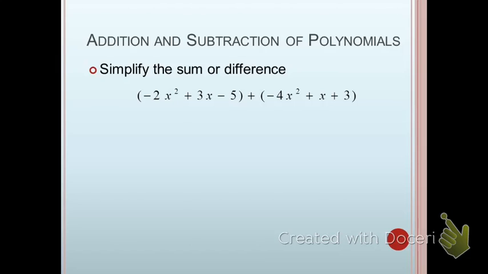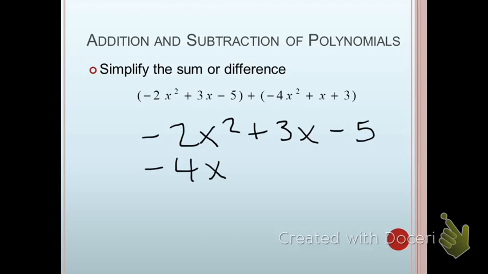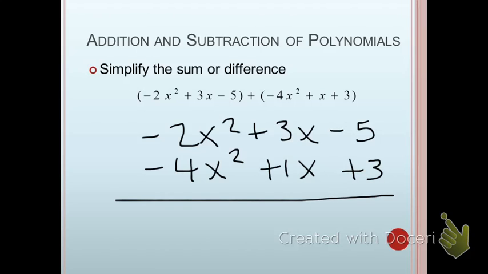Another way that you can simplify these, instead of rearranging the order of the terms, is lining it up vertically. So you could write negative 2x squared, positive 3x, and negative 5, and then write the negative 4x squared below the negative 2x squared, the positive x below the 3x, and the positive 3 beneath the negative 5. So I've just lined up the like terms. If you'd like to put a 1 in front of the x, if that helps you, go ahead.